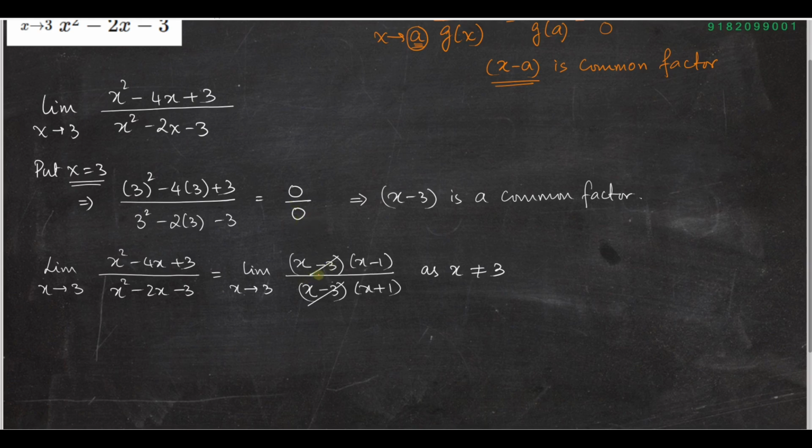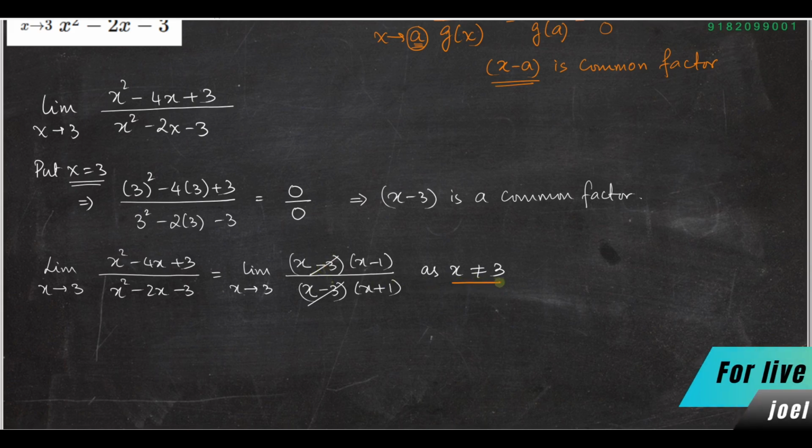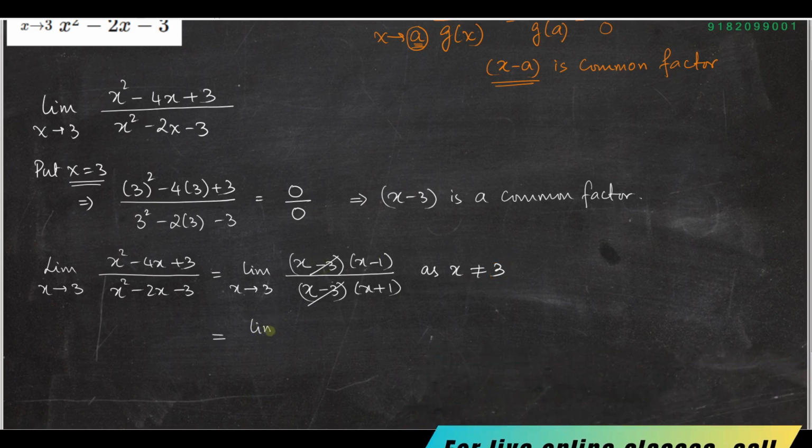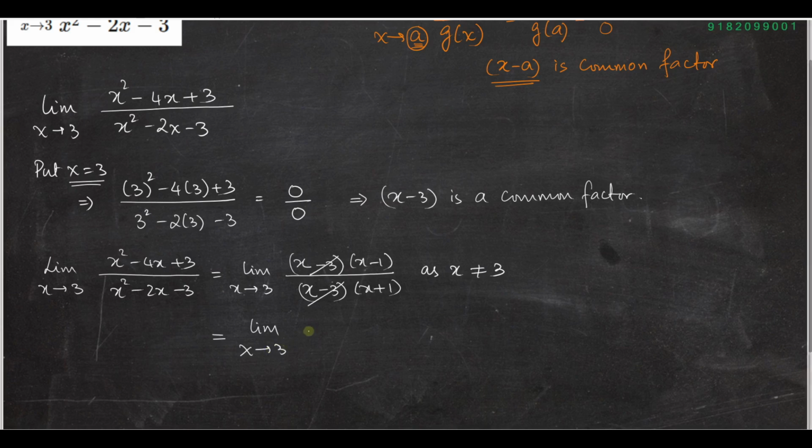So we get away by saying, look, x is approaching 3, which means it's very close to 3, either from the left hand side or from the right hand side, but it's not 3, in which case I can happily cancel this because that is accepted algebraically. So therefore, whenever you cancel the common terms, you need to write x is not equal to whatever value that you're substituting here. Now this whole problem becomes the limit as x approaches 3 of (x − 1) divided by (x + 1).